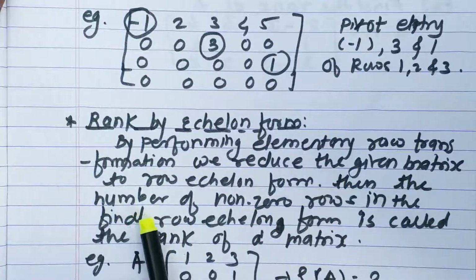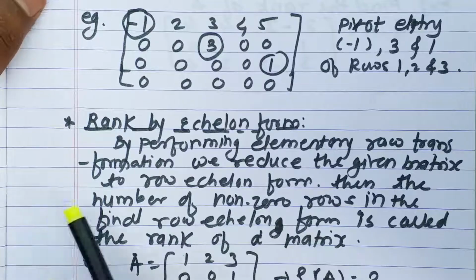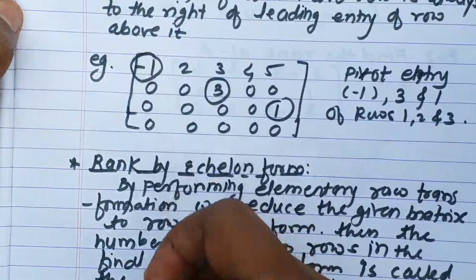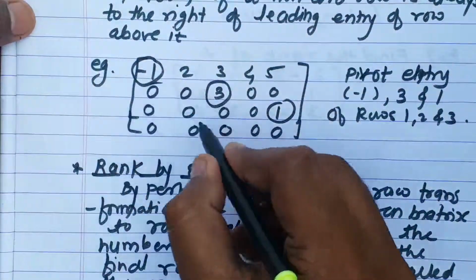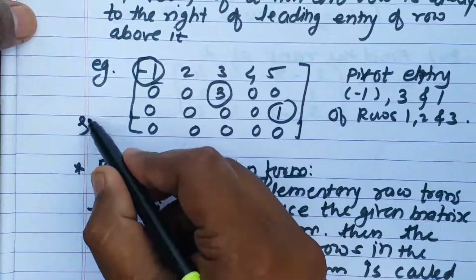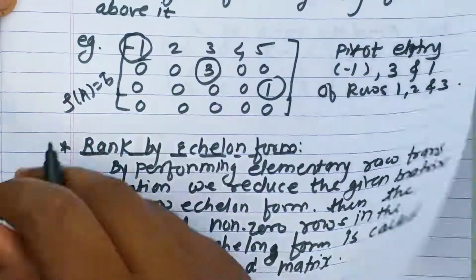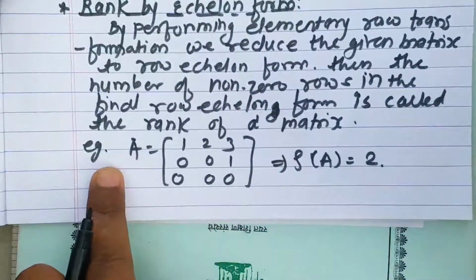Then the number of non-zero rows in the final row echelon form is called the rank of that matrix. Whatever the number of non-zero rows we have in that matrix, that will be the rank of the matrix. So if you consider this matrix, here we have 1, 2 and 3 non-zero rows, so you can directly say that the rank of this matrix is equal to 3, because it is in row echelon form.